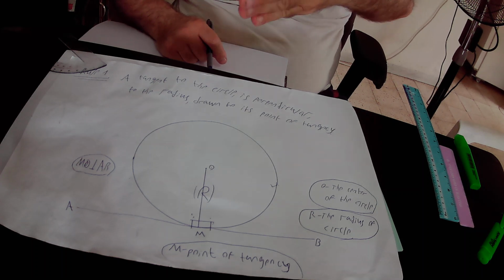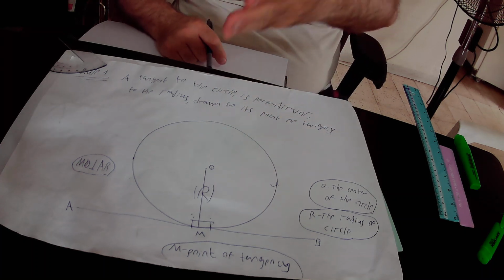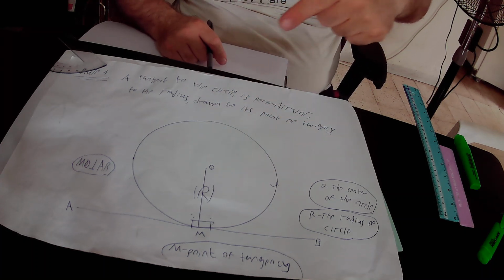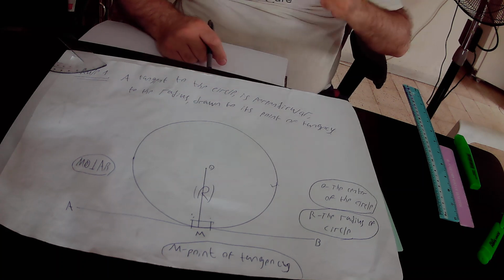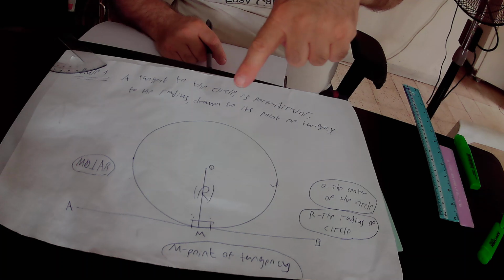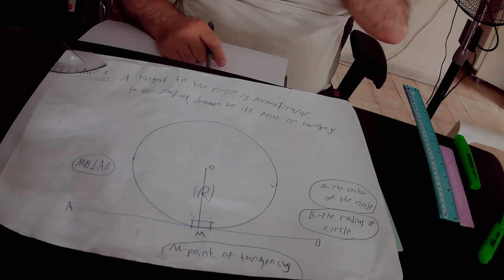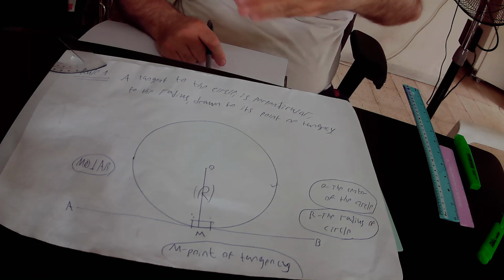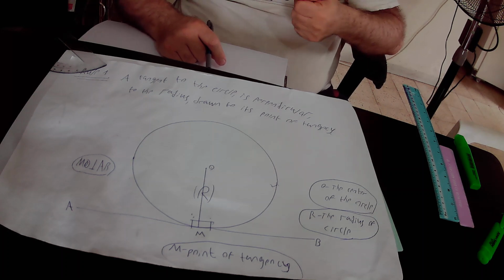So whenever you have a line segment that is perpendicular to the radius of a circle, that line segment is defined as a tangent. Line segment AB is a tangent to this circle at point M. Again, whenever you have a line segment that is perpendicular to a radius of a circle, then that line segment is defined as a tangent according to rule 1.